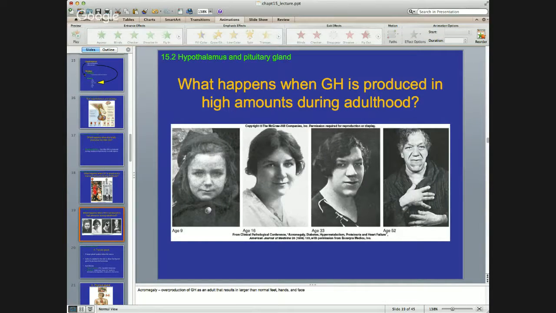So the effects vary. If too much growth hormone is produced during adulthood, then it causes a condition known as acromegaly, and it results in an individual having larger than normal feet and hands. So you see this woman here, she looks normal up until about age 33. You can see her hands here, looking pretty abnormal. Look at her face. There's additional growth of the bony structure above her eyes, and hands and feet also will continue to grow. Okay, so that's too much growth hormone during adulthood.